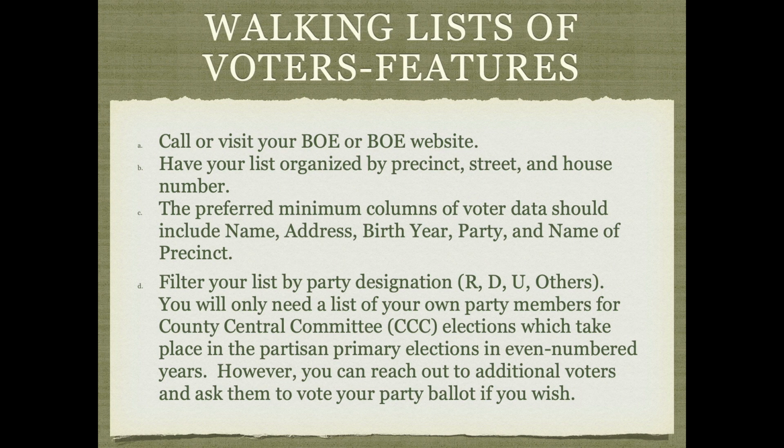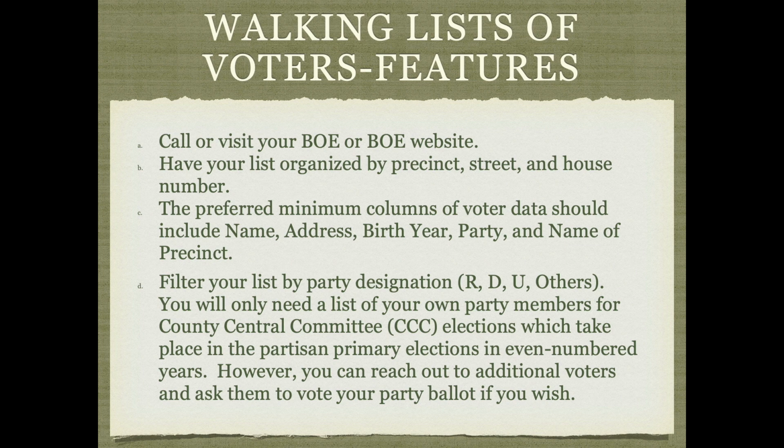Here are the features of a useful walking list of voters. Have your list organized by precinct, street, and house number so that you may conveniently walk down a street and hit all the targeted voters on that street. Then proceed to the next street. The preferred minimum columns of voter data should include name, address, birth year, party, and name of precinct.